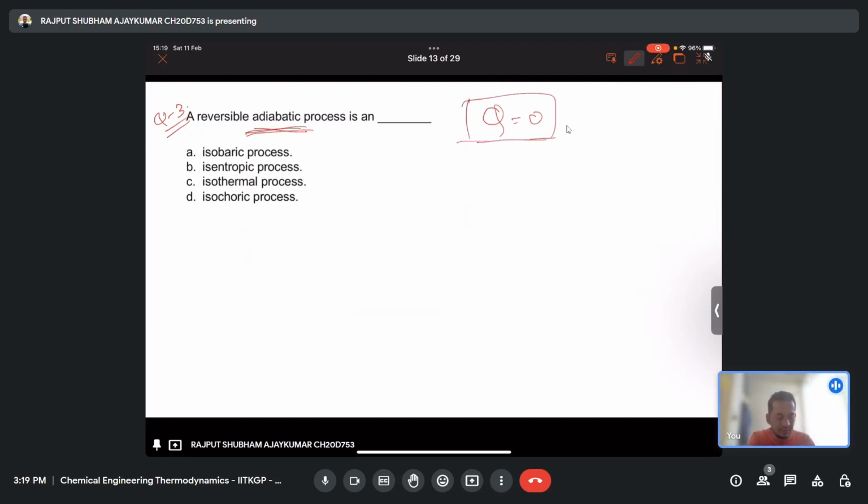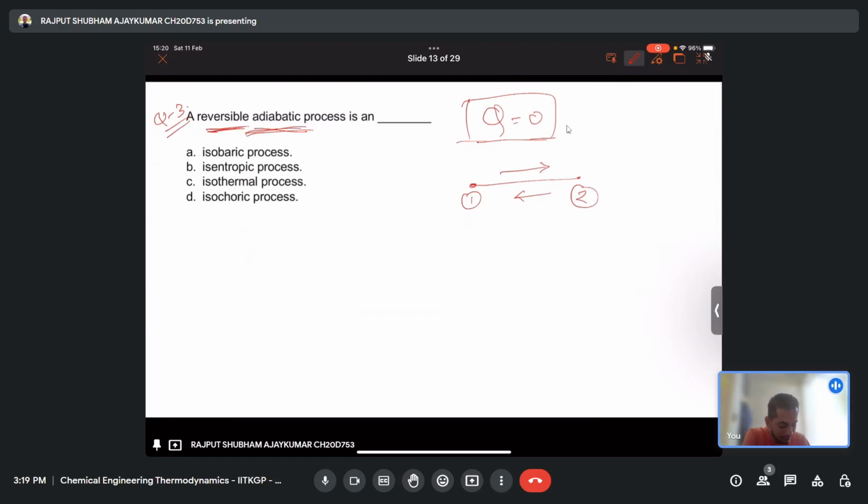Now the reversible process. If I take state 1 and I have to go from state 1 to state 2, I go through this path, and by coming back from state 2 to state 1, I follow the same path. It is called a reversible process. It follows the same path from state 1 to state 2 and state 2 to state 1. But here it is mentioned reversible adiabatic.